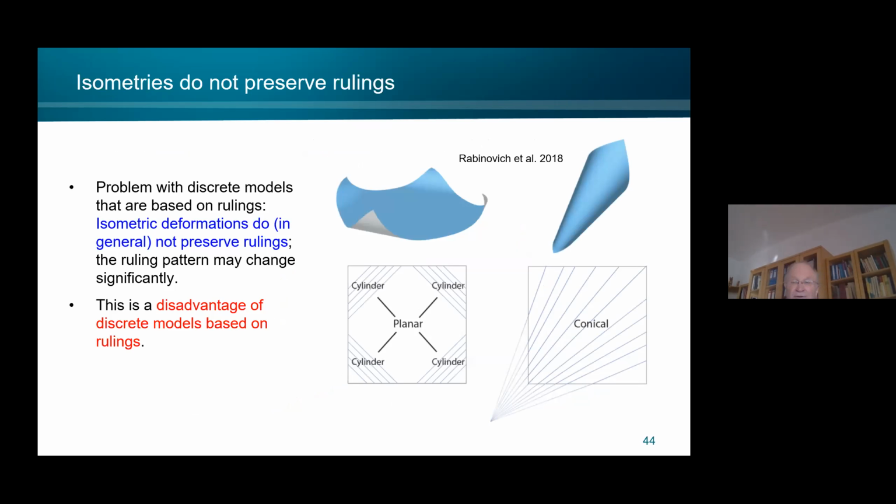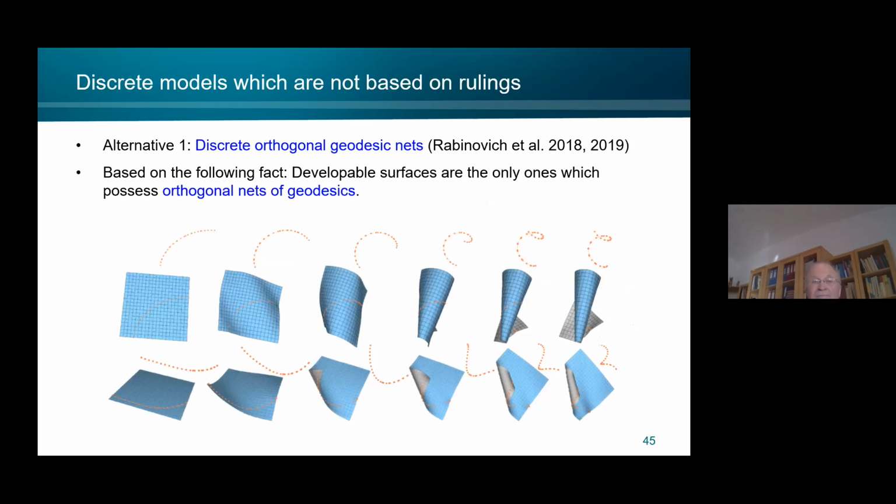So now I'm coming to a much more recent discrete model for developable surfaces coming from Olga Sorkine-Hornung's group. And I think Olga is around today. And they observe, of course, at first a well-known phenomenon. If you isometrically deform a developable surface, the ruling pattern may change significantly. So here you see on the left-hand side the developable sheet, which has a planar part and 4 cylindrical parts. And you can easily deform it into such a conical sheet, which has a totally different ruling pattern, simply because these rulings are not preserved under isometries, which is a big disadvantage of ruling-based methods.